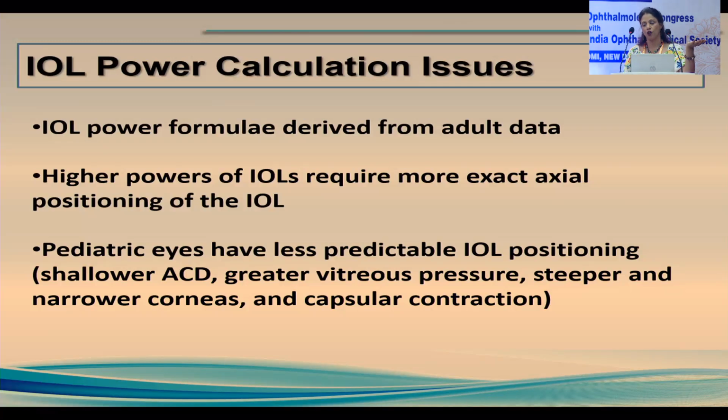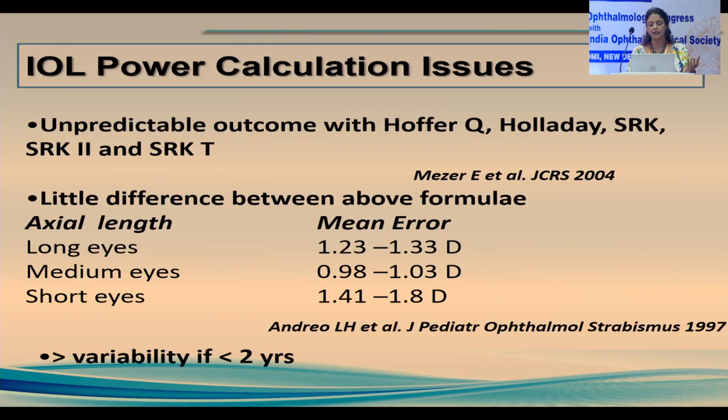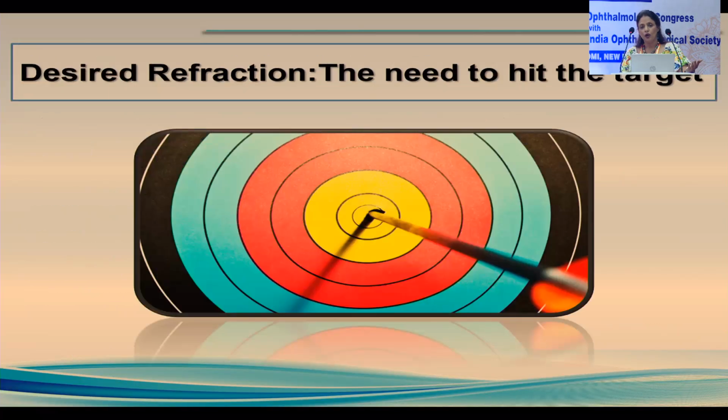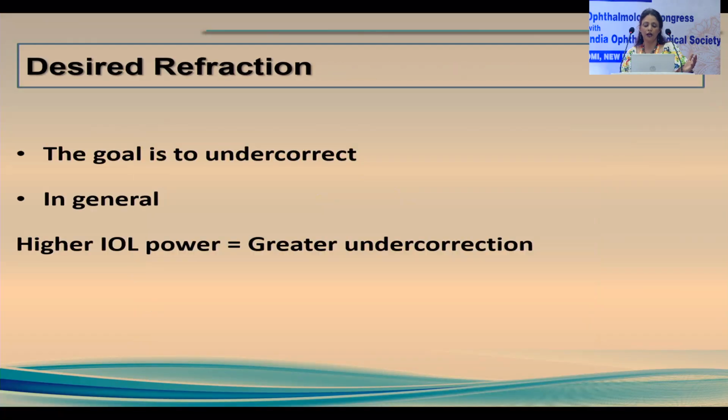leading to, because of the various factors which I've already listed earlier, greater vitreous pressure, steeper corneas, capsular contraction, which is again very commonly happening post-operatively in these cases, and the unpredictability of all the various formulas, and more the variability, the younger the child. As a pediatric cataract surgeon, I would always still prefer to hit the target. So the desired goal to hit the target, according to the age of the child, is to undercorrect.